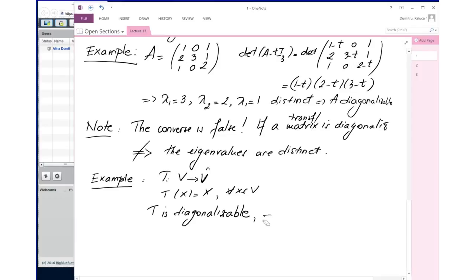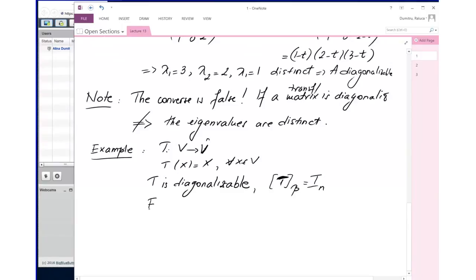So the matrix of T in any basis beta you want will just be the identity n by n matrix. So yes, there are bases in which the matrix is diagonal, and therefore T is diagonalizable. However, I claim that the eigenvalues of this operator are not all distinct.